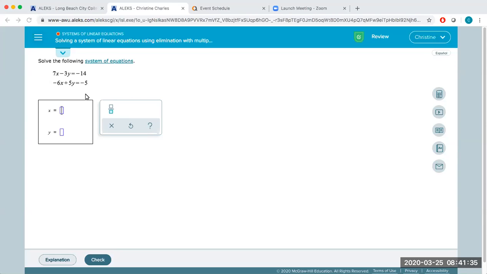The problem is, if the coefficients in front of whichever variable you're trying to get rid of are not additive opposites, meaning they have the same absolute value but different signs, then you cannot add these two equations and get rid of a variable, okay? So remember our purpose here. The reason we want to get rid of a variable by adding the equations together is because we want one equation in one variable.